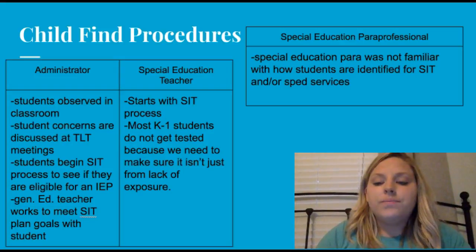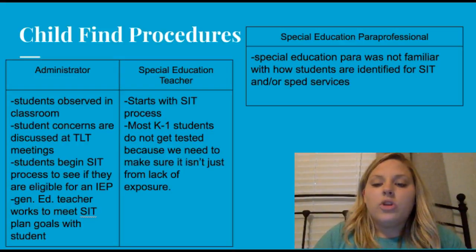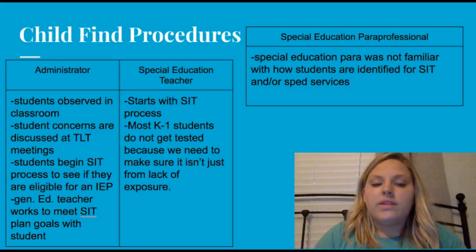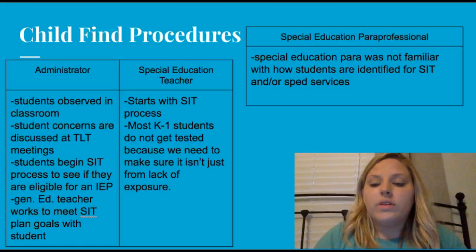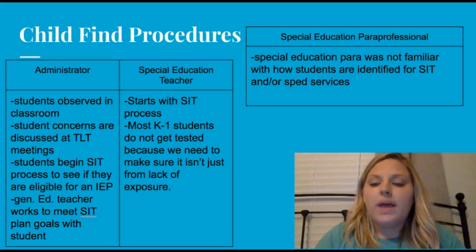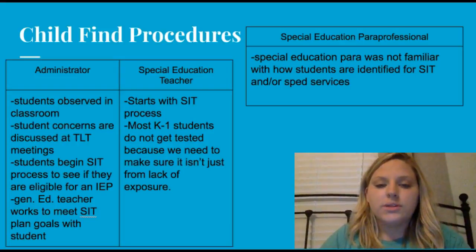And then the student begins the SIT process to see if they're eligible for an IEP. So, once those concerns seem strong enough that, hey, maybe we need to look at them a little closer, that's when they enter that SIT process. And then the general education teacher works to meet the SIT plan goals with the student. So the SIT meetings happen once per quarter for students, and goals are given for that period of time, and it's the general education teacher's responsibility to help that child meet the goals for the SIT plan. And if those goals are met, then new goals are given at the next meeting. And so that's how that kind of works.